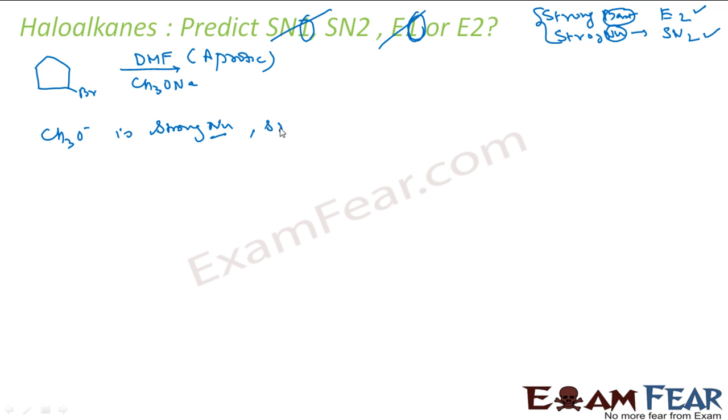It is also a strong base, correct? Since CH3O minus is both a strong nucleophile and a strong base, it has to be either SN2 or E2. There is a probability, not sure. I mean, both are possible now. We can't eliminate either. But for an elimination reaction to happen, there is one more requirement: the beta carbon should exist.